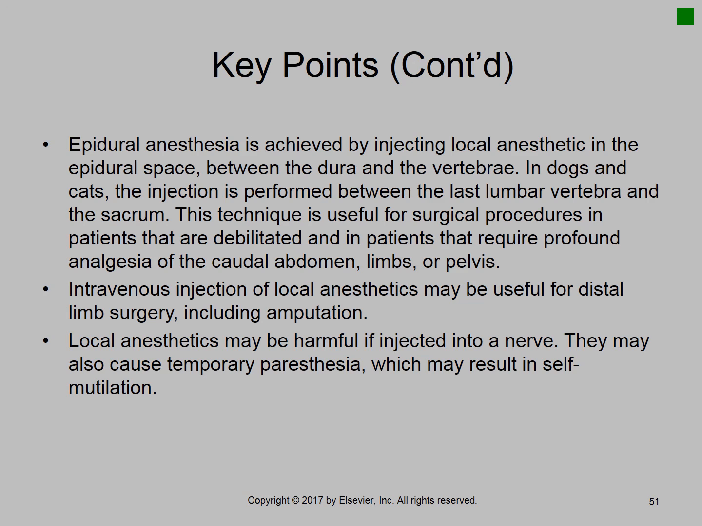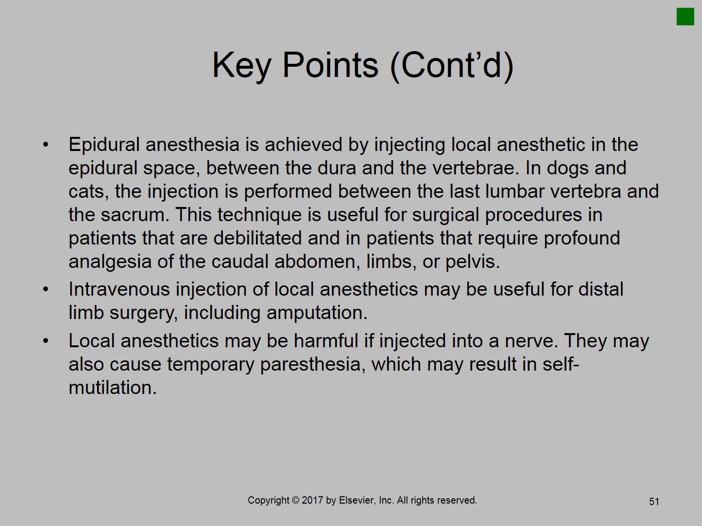Epidural anesthesia is achieved by injecting local anesthetic into the epidural space between the dura and the vertebrae. In dogs and cats, the injection is performed between the last lumbar vertebrae and the sacrum. This technique is useful for surgical procedures in patients that are debilitated and in patients that require profound analgesia of the caudal abdomen, limbs, or pelvis. Okay, and we'll also talk about doing this when we get to bovine anesthesia.